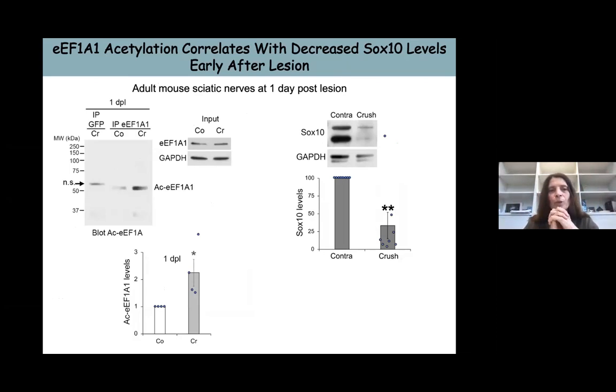So we checked by immunoprecipitation whether EF1A1 was really acetylated after lesion, so 1 day post lesion. Here, this is a crush nerve, and that's the contralateral nerve of the same mouse. So it's a good system because we can use an internal control for each mouse. We did an IP of EF1A1 and blotted for acetylated EF1A. You can see that there's an increase already at 1 day post lesion. And this correlates very well with a strong decrease of the SOX10 level in these nerves at 1 day post lesion.